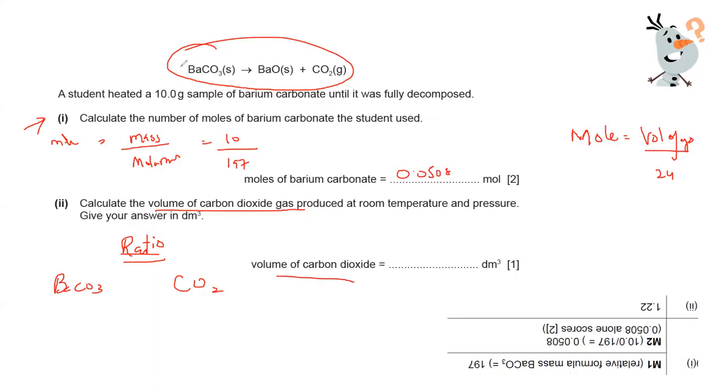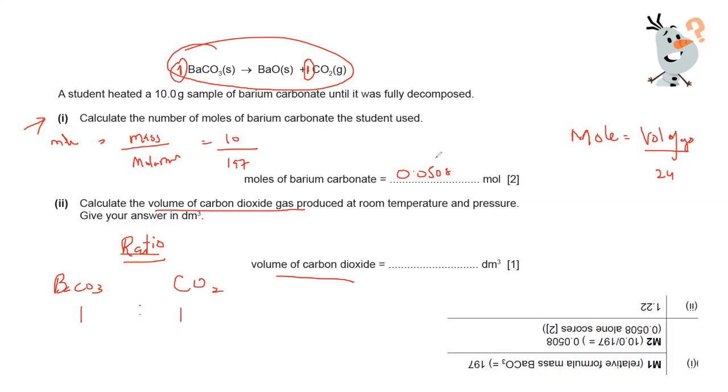So in the equation you can see 1 is here. So 1, and how many moles of carbon dioxide in the equation? That is also 1. If you check carbon dioxide, this number is representing the mole number. So carbon dioxide also has 1 mole. So this number before this element or compound represents the mole number. So according to the equation, if there is 1 mole of barium carbonate, there should be 1 mole of carbon dioxide.